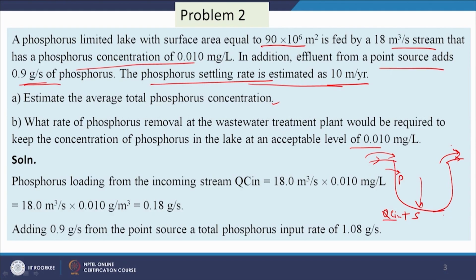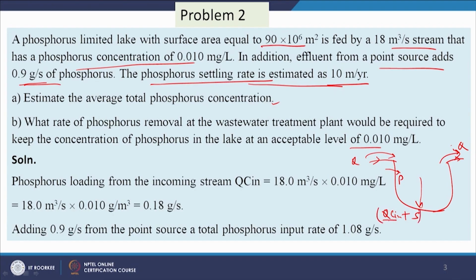What is going out? If it is a steady state, that will also be Q. So, we are having Q. This phosphorus may come from some solid part, so there is no other volume, and then this Q will be there. So, what we are getting?